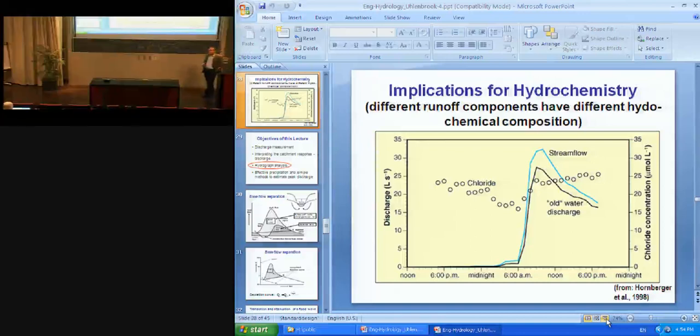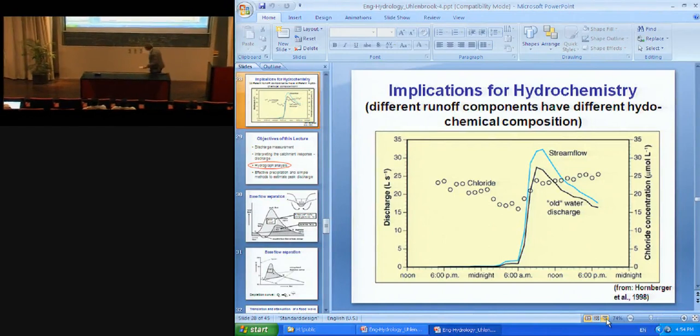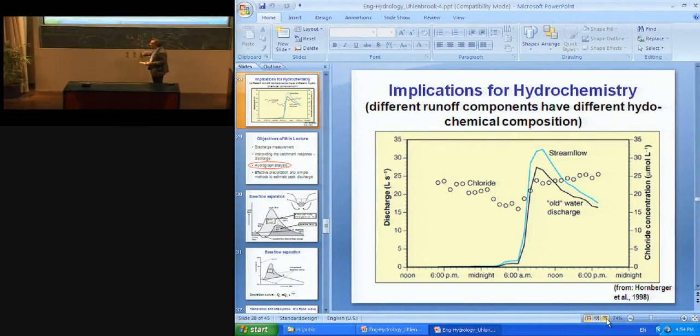Now there was a question about the change of the chemistry during an event. I will try to explain that again, maybe with a schematic sketch.